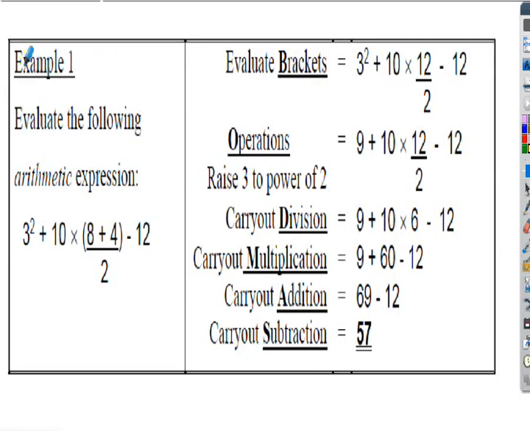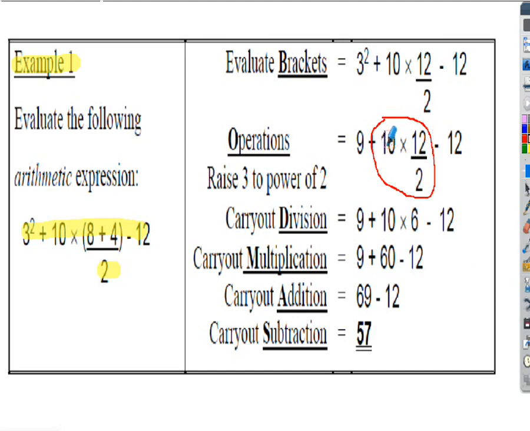Just very briefly, returning to example 1. Just for a moment we go back to this part of the calculation. We have positive 10 multiplied by 12 divided by 2. Following BODMAS rigidly, we would undertake division first, so we would have the 12 divided by 2 here, which gives us 6, and then we'd multiply the 10 by the 6 to produce the 60.